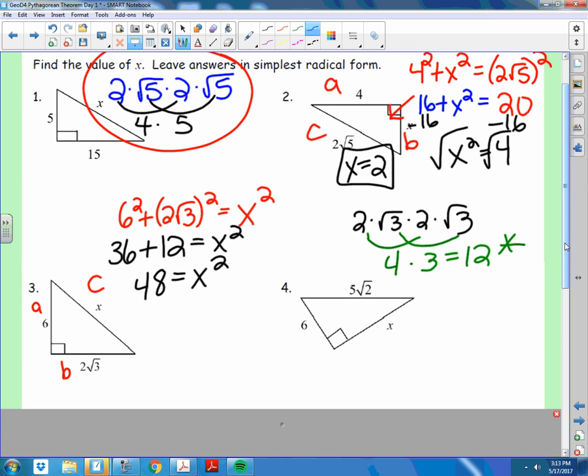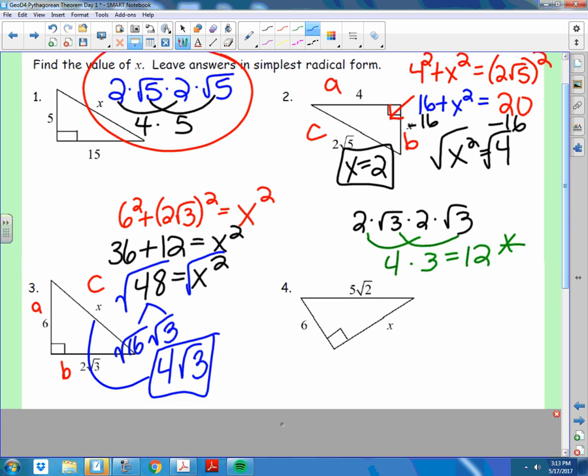Make sure you got to a point where you have 48 equals the x squared. Then we take the square root. The square root of 48 splits into the square root of 16 times the square root of 3, which is 4 times the square root of 3. And that is the value of your x.